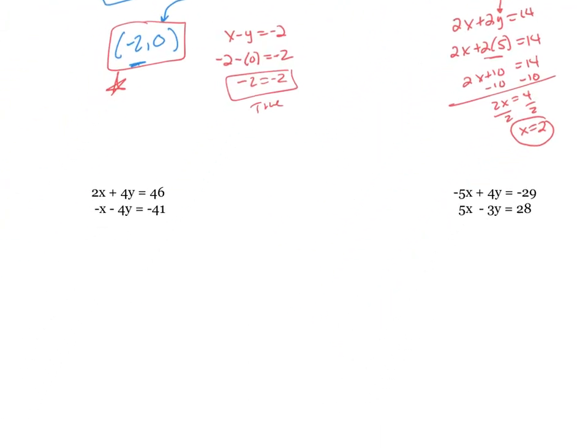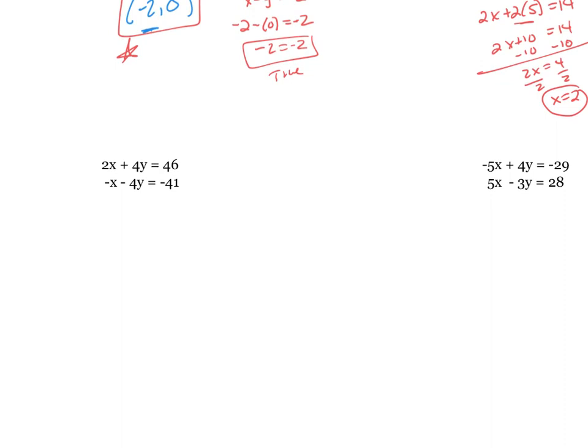So let's look at another example. And remember, since our variables are stacked up on top of one another, I'm going to add the two equations together. So 2x minus x would be x. And notice that positive 4y and negative 4y would cancel each other out. And 46 plus negative 41 would be 5. So this time, I have nothing else to solve. It's already done for me. It's just x equals 5. So that means I have half of my solution.